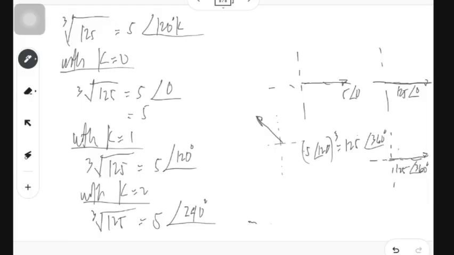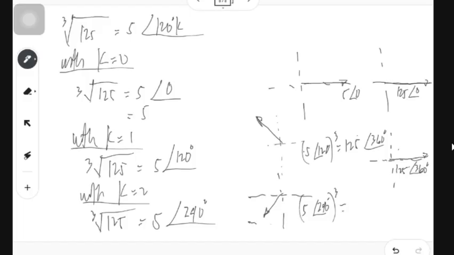What about the third root? If we're going to plot it, it is 240 degrees, 120, 240, probably somewhere here. Pagka ni-raise natin sa third power, 5 bar angle of 240 degrees to the third power, it is 125. 240 times 3 is 720 degrees. So 720 degrees, you have two complete revolutions, but the final position is still the same. Any question? Do you agree?